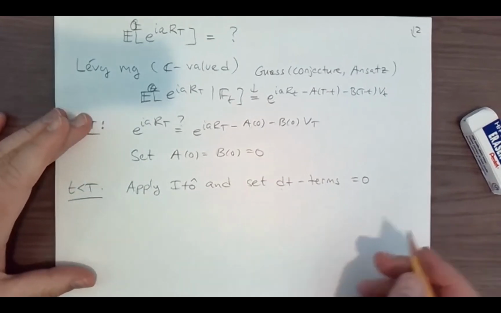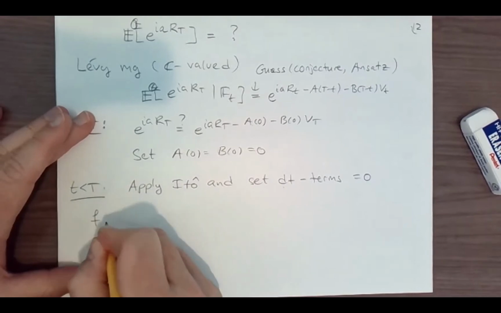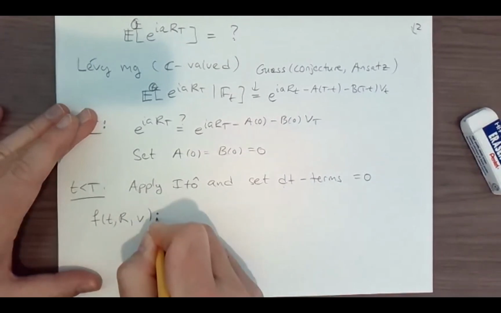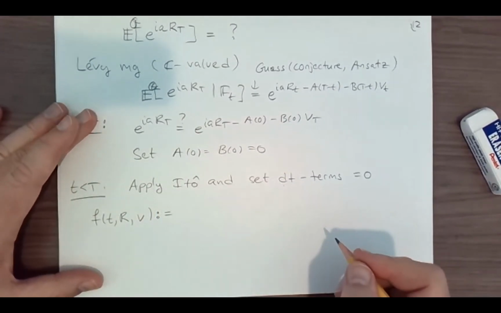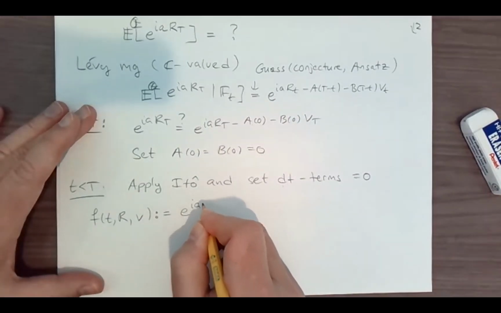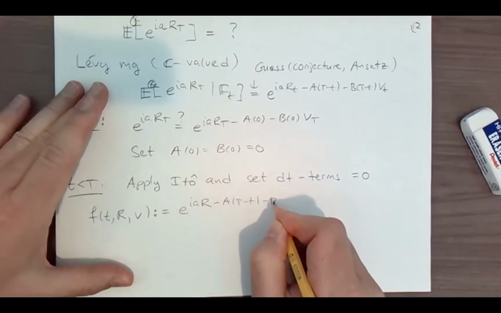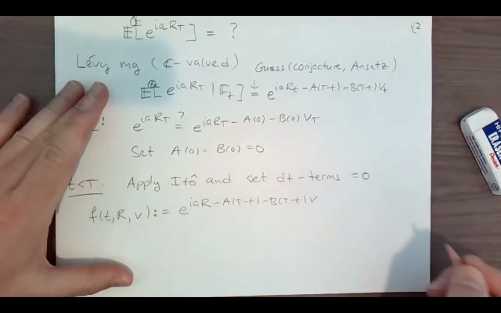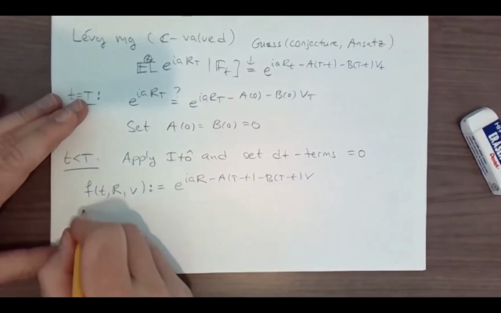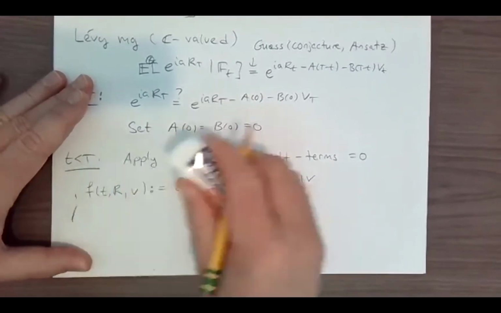So let's start by computing some derivatives. We need a bunch of derivatives, right? So the function I'm looking at is f of t, r, and v, given by e to the i a r minus a(T minus t) minus b(T minus t) v. And so to use Ito's lemma, it's two-dimensional, so I have lots of derivatives to compute. We need a time derivative. So let me call that just f1. Save a little bit of space.